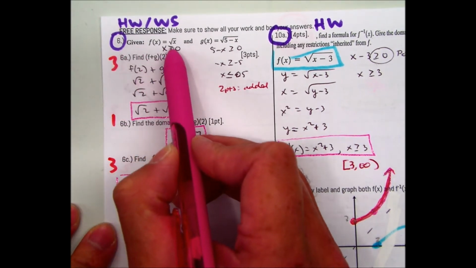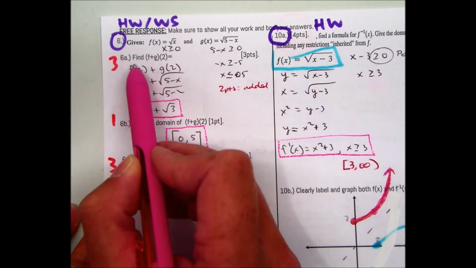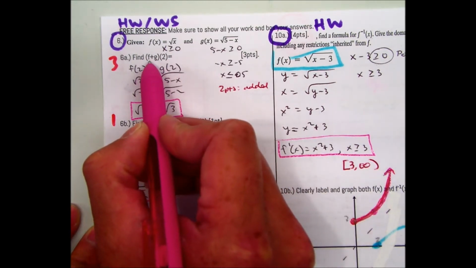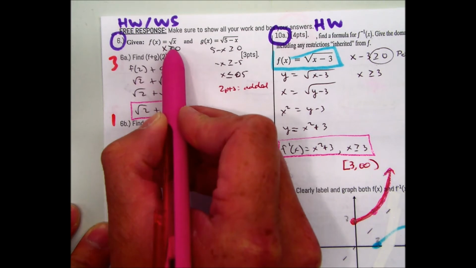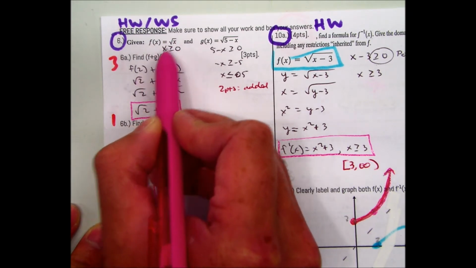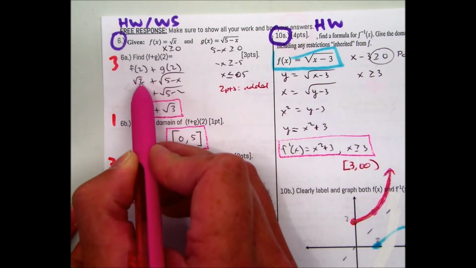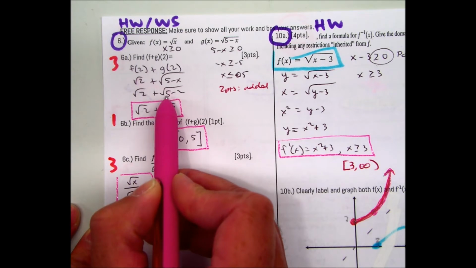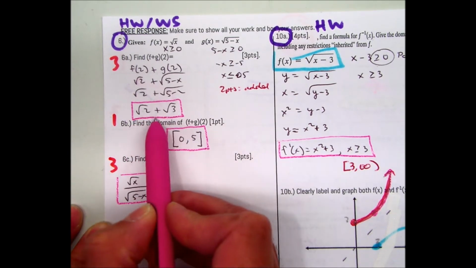Question number 6. Given f of x is the square root of x and g of x is the square root of 5 minus x, find f plus g of 2. Okay, so the first thing I'm going to do is functions f plus g. So I have the square root of x plus the square root of 5 minus x, and I just substitute in 2 in there. Well, if I do that, I have 5 minus 2, which is 3. So I have the square root of 2 plus the square root of 3.